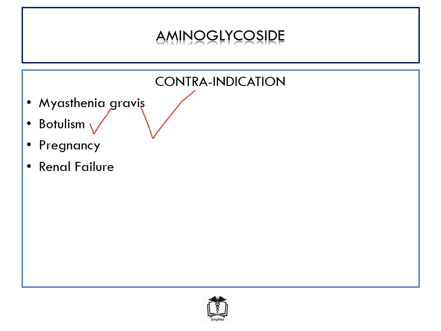Pregnancy is also a contraindication. Pregnant women are not going to be prescribed aminoglycoside because of its teratogenic effect. And then finally, renal failure, because of the nephrotoxicity that we see for aminoglycoside, we would not want to prescribe it to someone that has an underlying renal failure.